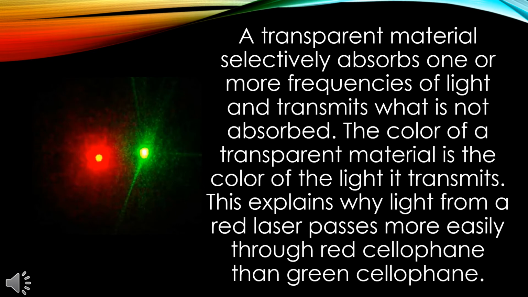A transparent material selectively absorbs one or more frequencies of light and transmits what is not absorbed. The color of a transparent material is the color of the light it transmits. This explains why light from a red laser passes more easily through red cellophane than green cellophane.